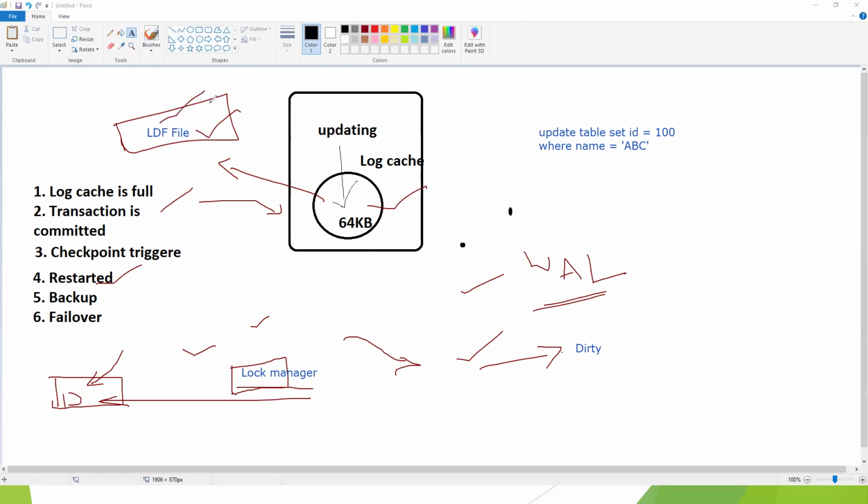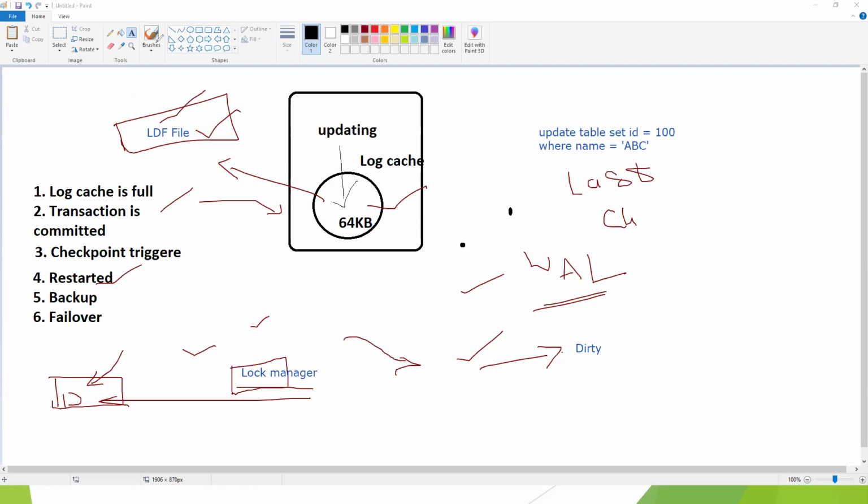For recovery, we need to recover the data. I'm not going into the recovery phases, but the data will be recovered from the last checkpoint. The reason is that as soon as the checkpoint happens, the logs are flushed from the log cache to the transaction log file and marked as a checkpoint LSN, so that whenever recovery starts, it starts from the most recent checkpoint in the transaction log file. All of this is written to the transaction LDF file.